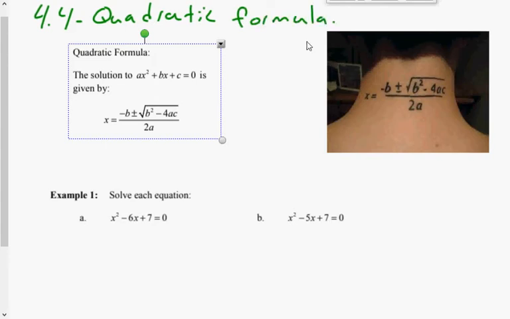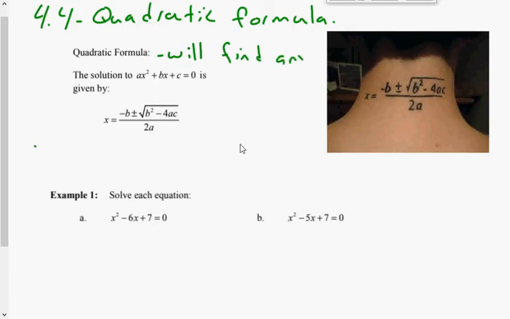Now the quadratic formula, you learned in Foundations 20 as well. Basically, it's a formula that you can use to solve any quadratic that you're given that may not be factorable, to find the x-intercepts. So this will find any x-intercept. You need to work with a quadratic in standard form, so you need a, b, and c. And then all you do is plug everything in here, and then you solve for x.